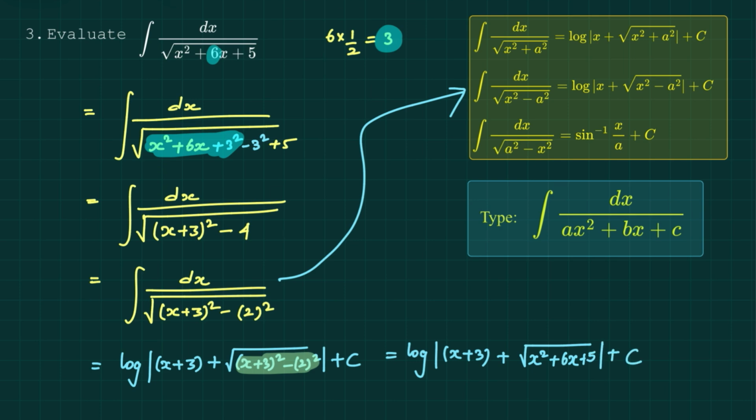So don't waste your time by just opening this a plus b whole square and simplifying, because if you do that also you will get the same thing like in the original function.